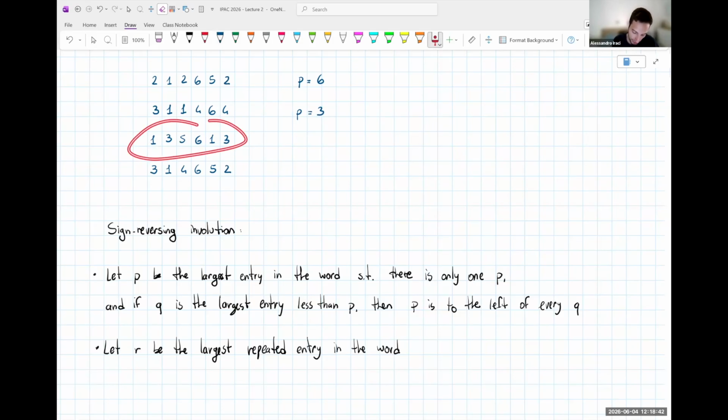What's happening here? Here we have our 6, but there is one 5 to its left, so it's no good. We have 5, but there is one 3 to its left, so it's also no good. And then 1 and 3 are both repeated, so they're also not candidates for P, so there is no P. And here, again, 6 is the largest entry, 5 is to its right, and it's the only 5 that appears. So again, P is 6.